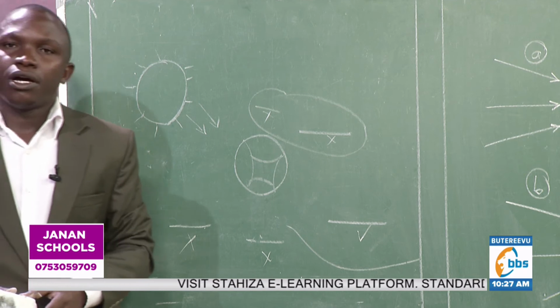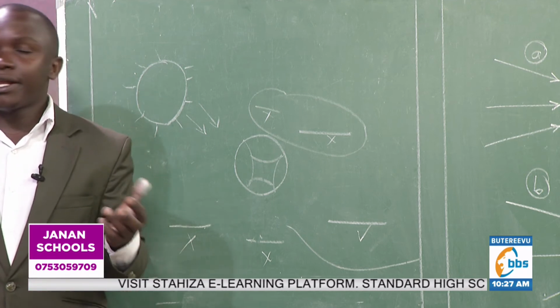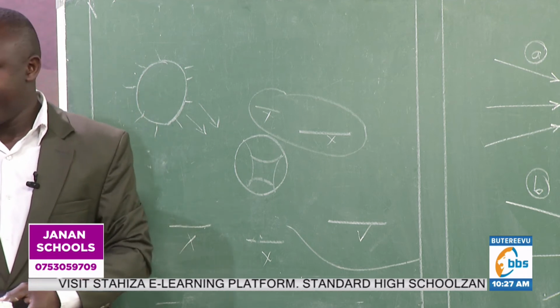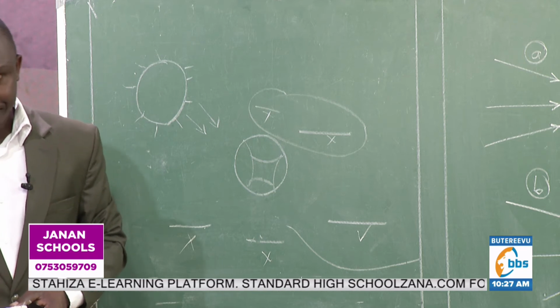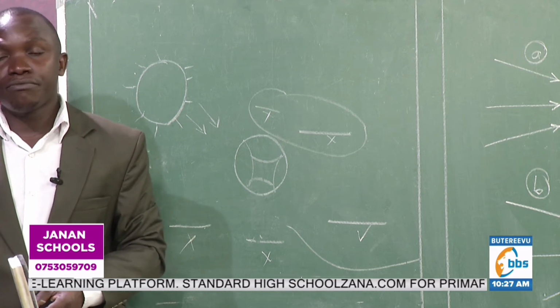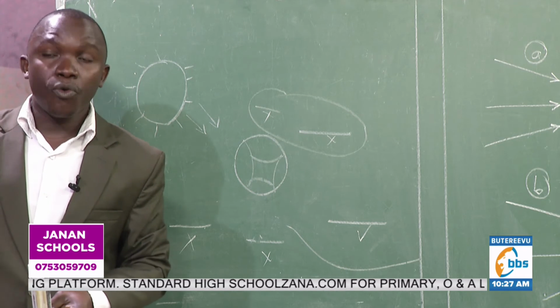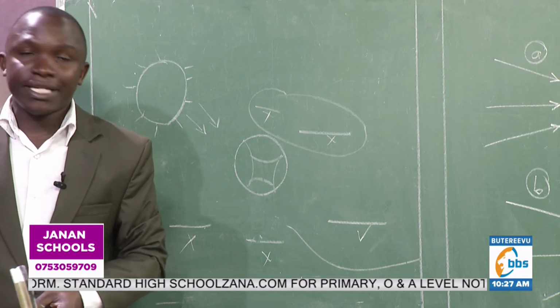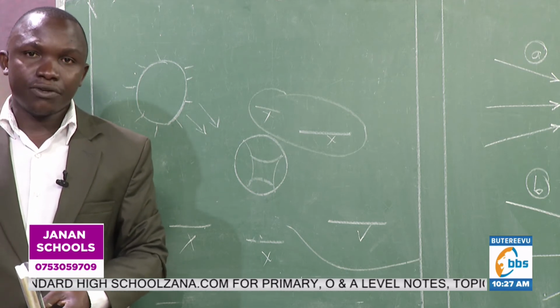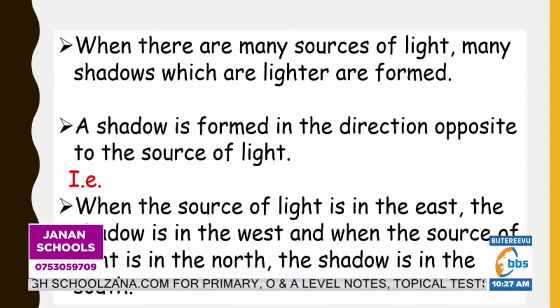Now, when the source of light is in the east, where will be the shadow? The shadow will be in the west. Is that okay? And when the source of light is in the north, the shadow will be in the south. Please take note of that.